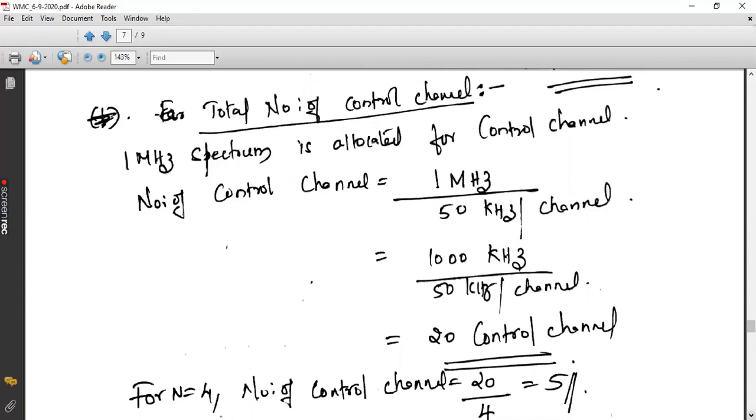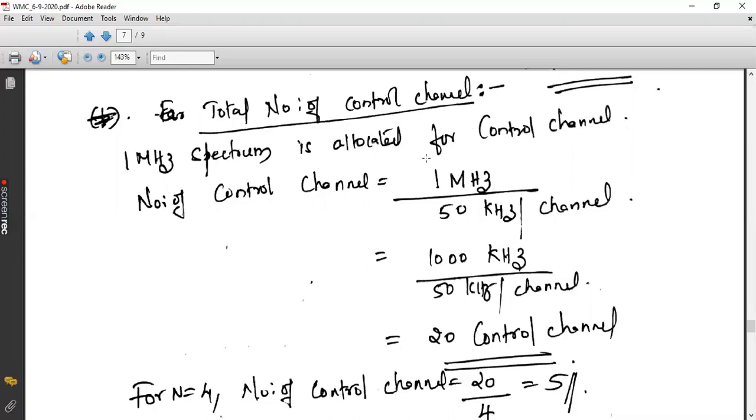So out of the total 30 megahertz, you have 1 megahertz for the control channel. In terms of channels, you have 600 total channels. Out of 600 total channels, the total number of control channels will be 20 for this particular system. Clear? From where did you get this? It is given in the question that 1 megahertz is allocated for control channels alone. So we need to calculate the total number of control channels.